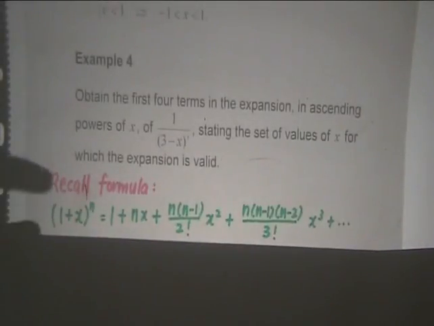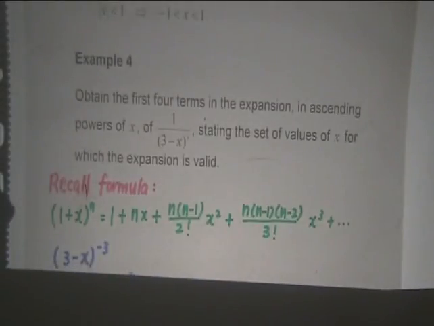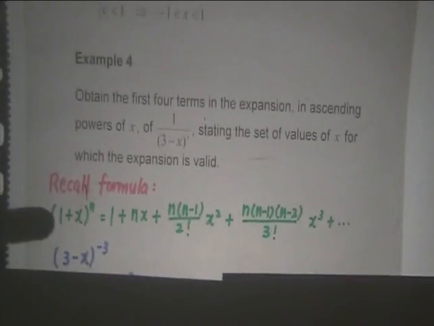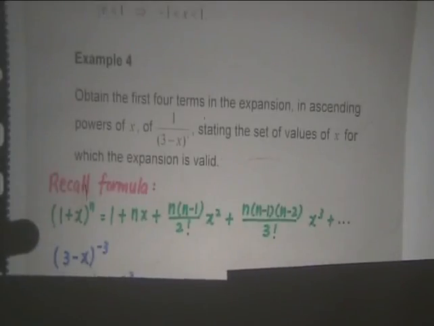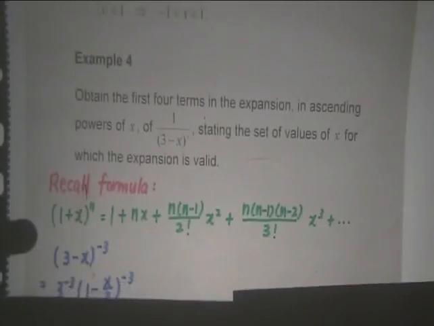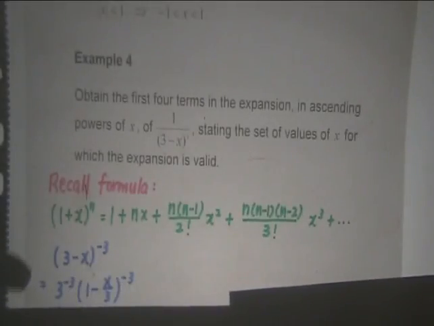So we recall the formula for binomial expansion. In your working, you don't really need to write this. I'm just writing this so that you can see the formula as we go along. So this is the formula, and our expansion is 3 minus x to the power minus 3. So you can see that we need to start from 1. So when I have a 3 here, I need to factorize out the 3.